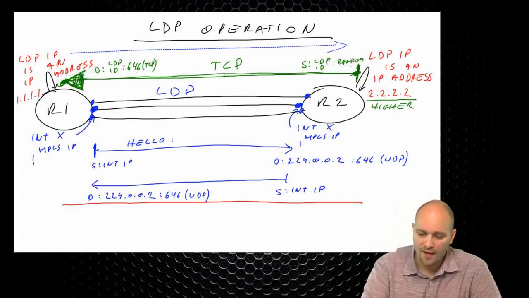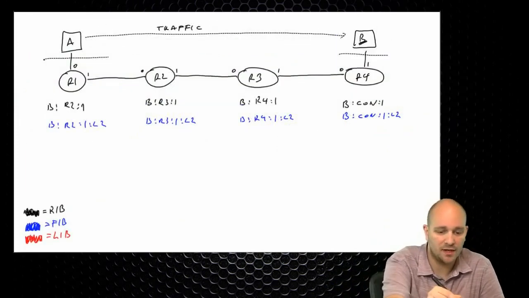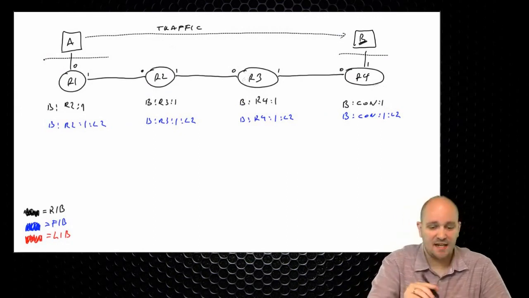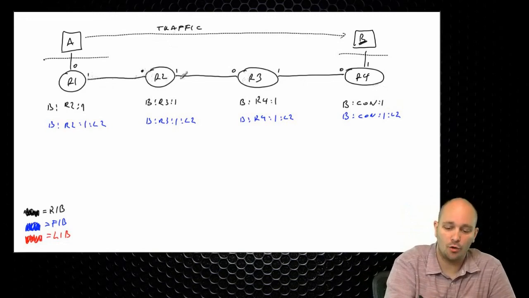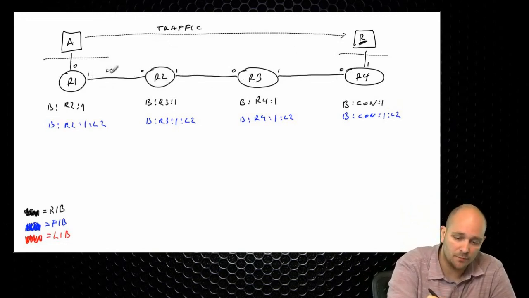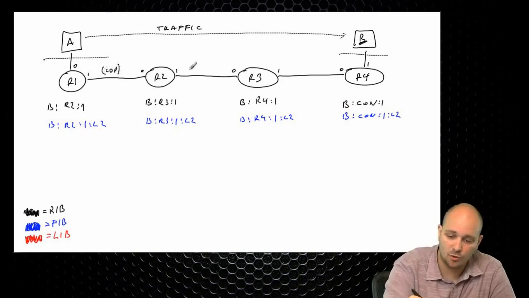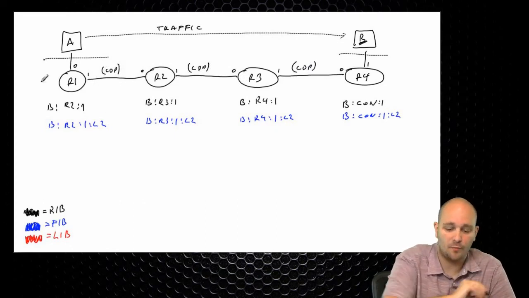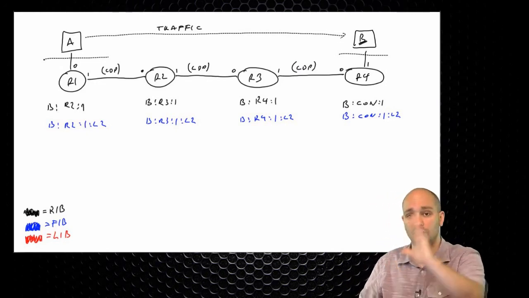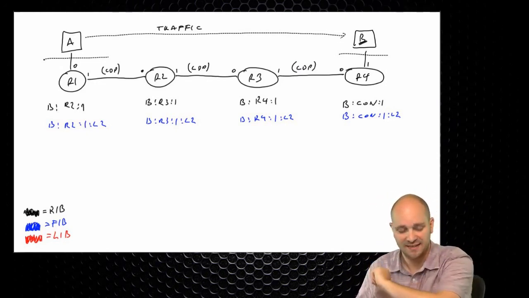So going back to our example here, let me create a copy of this page. Going back to our example, let's say that we enable LDP on all of these devices. So I have turned on LDP, so let me just mark it here. LDP is on here, LDP is on here, LDP is on here. Let's start from R1. When you turn on LDP on one interface, let's say that we have not turned it on R2 just yet.